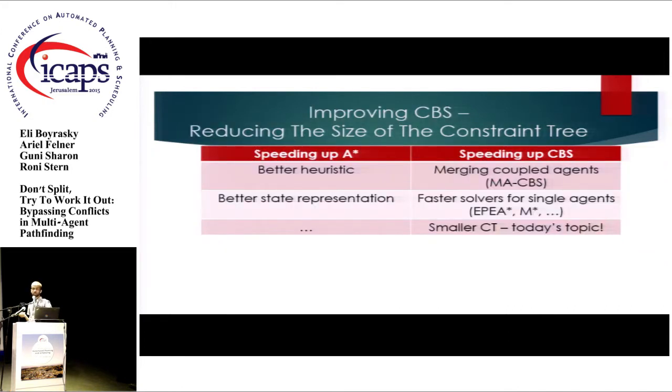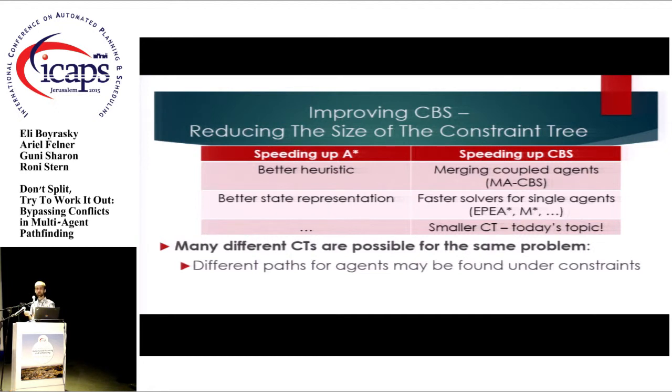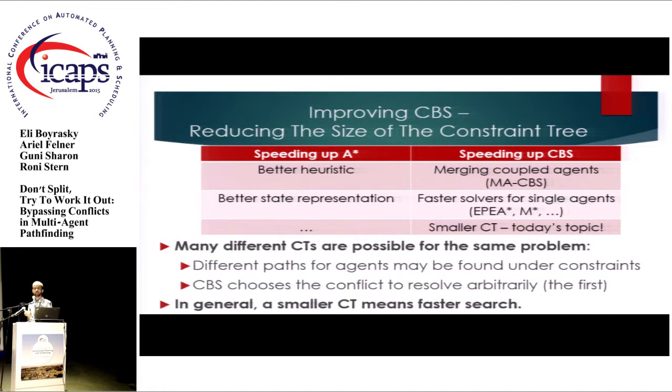To speed up A star, there are multiple approaches that are well known. You can use better heuristics or better state representations. You're the experts. To speed up CBS, you can merge coupled agents and get a smaller constraint tree at a price. You can use faster solvers for single agents, like EPA star or M star, or you can try to reduce the size of the constraint tree. That's what we're going to talk about today. The reason is that many different constraint trees are possible for the same problem, either because different paths for agents may be found under the same constraints, or because basic CBS chooses the conflict to resolve arbitrarily, just the first one. And in general, a smaller constraint tree means faster search.